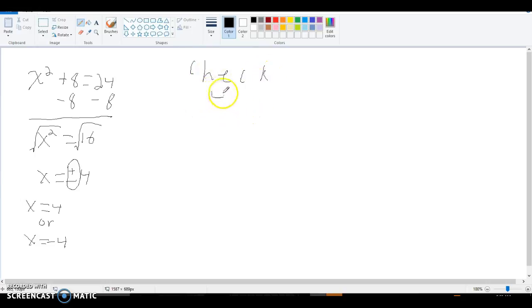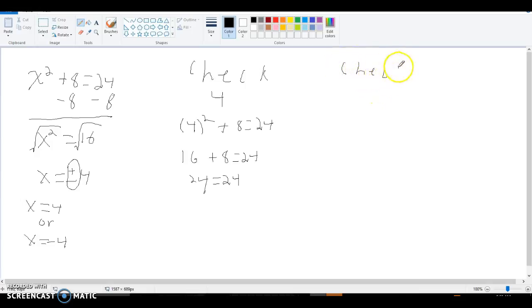So we're going to check positive 4. This is where you want to put it in parentheses with your x squared. So 4 squared plus 8 equals 24. Here's where PEMDAS comes back into play again. 4 squared is 16, plus 8 equals 24. And you can see that 24 equals 24.